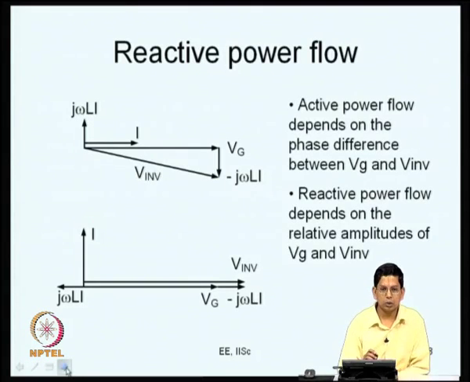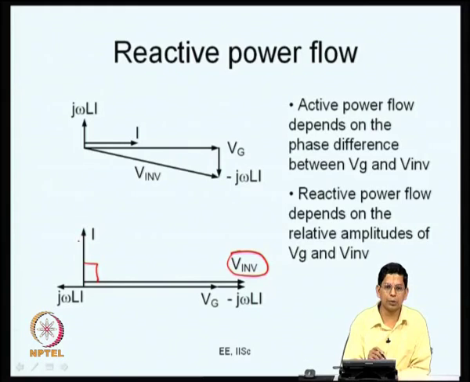You can also control the reactive power flow. Many times you want to inject reactive power. You may have other loads which are drawing reactive power, and you want to supply reactive power through a voltage source converter. So what do you do? You control the current such that the current leads the voltage by 90 degrees. If you do that, this is the inverter terminal voltage that is required. If you apply an inverter terminal voltage as indicated here, you will be able to control the amplitude of the current and make sure that the phase of the current is 90 degrees ahead of the grid voltage.